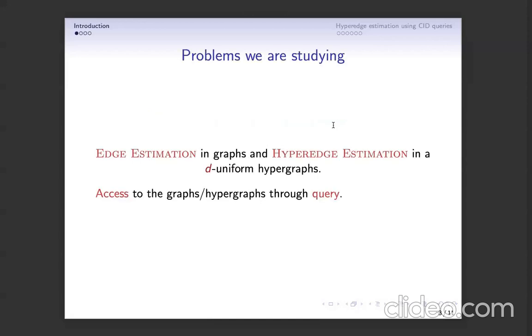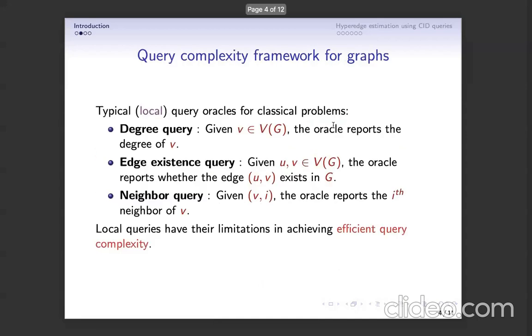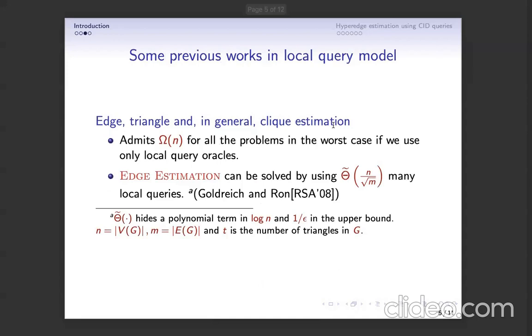In this work, we focus on the edge estimation problem in graphs and its generalization, the hyperedge estimation problem in a d-uniform hypergraph, where we access the graph or hypergraph through queries. The classic local query model for graph problems has limitations in achieving efficient query complexity, even for a simple problem like edge estimation. In particular, we need Omega(n) many local queries to solve the edge estimation problem in the worst case.